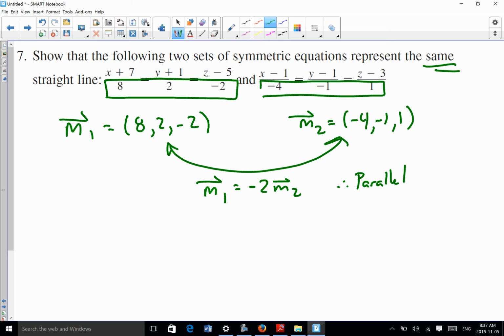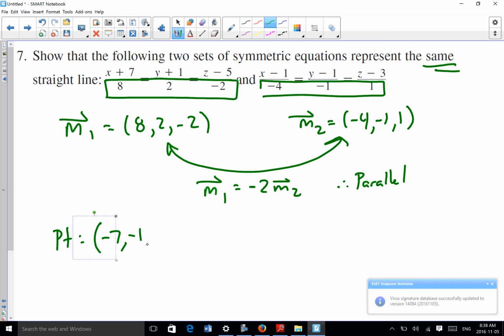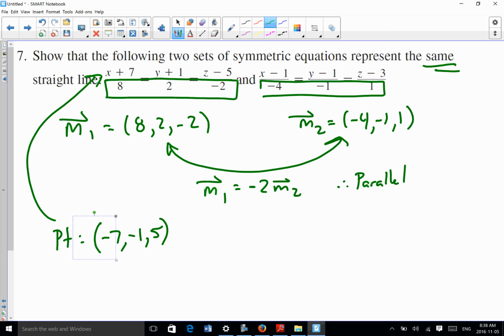So I've proven they're parallel. I just have to prove they're the same line now. I can do that by using a point on one and proving it lies on the other line. So let's take a point. Let's take the point from line 1. The point from line 1 is negative 7, negative 1, and 5. That lies for sure on this line, right? If I can prove it also lies on the other line, then I've proven they're the same line.